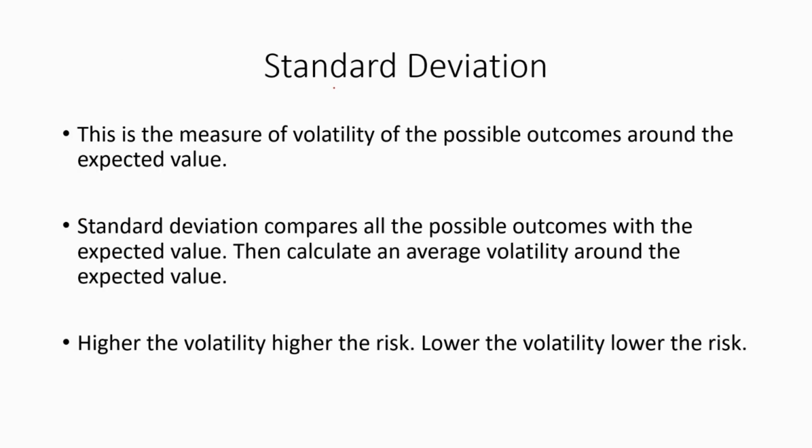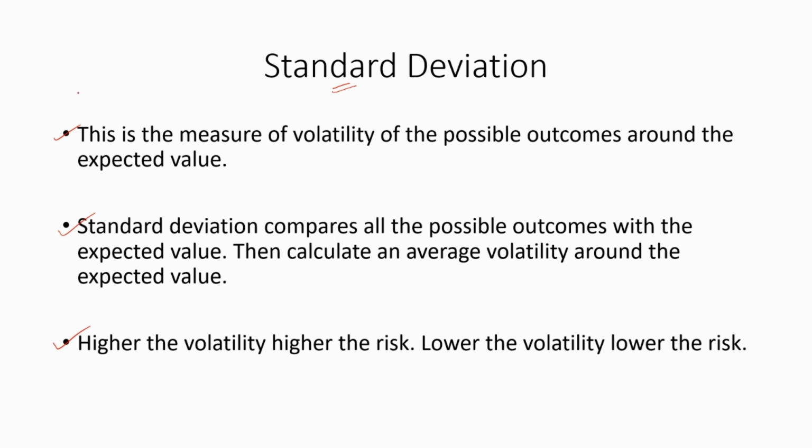Now let's discuss the standard deviation. This is the measure of volatility of the possible outcomes around the expected value. Standard deviation compares all the possible outcomes with the expected value. Then it calculates an average volatility around the expected value. The higher the volatility, the higher the risk. The lower the volatility, the lower the risk.